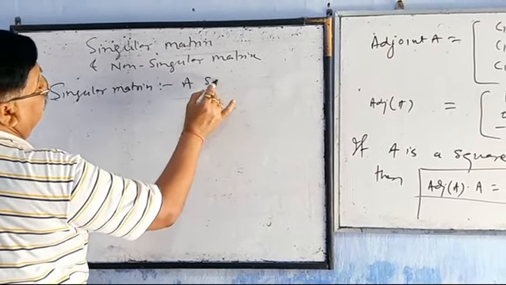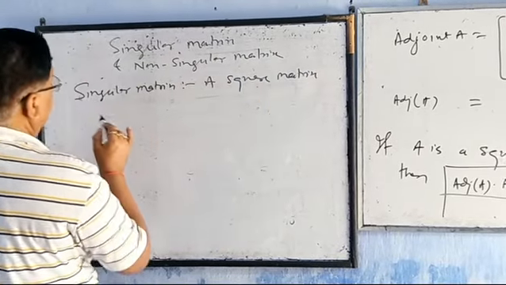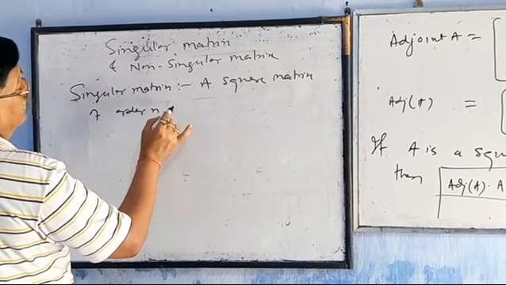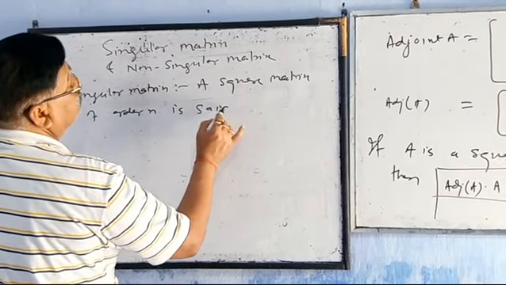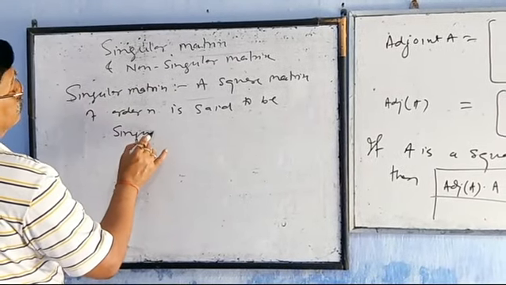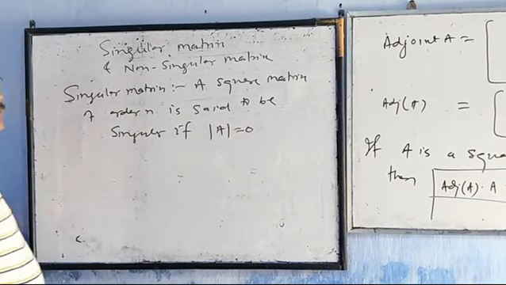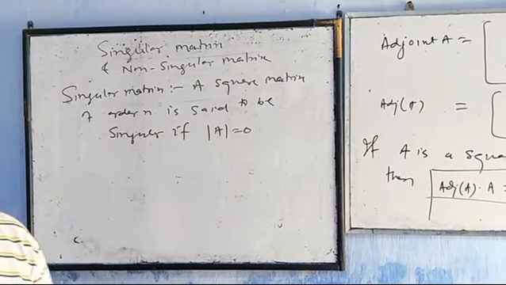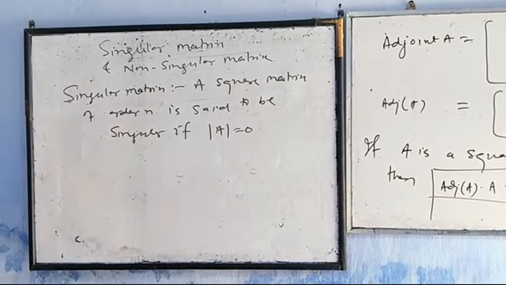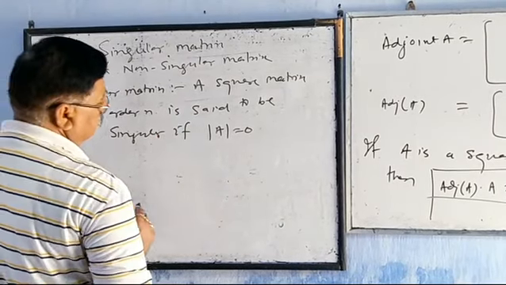A square matrix of order n is said to be singular if its determinant is equal to 0. If for a square matrix of any order n the determinant is 0, this will be a singular matrix.